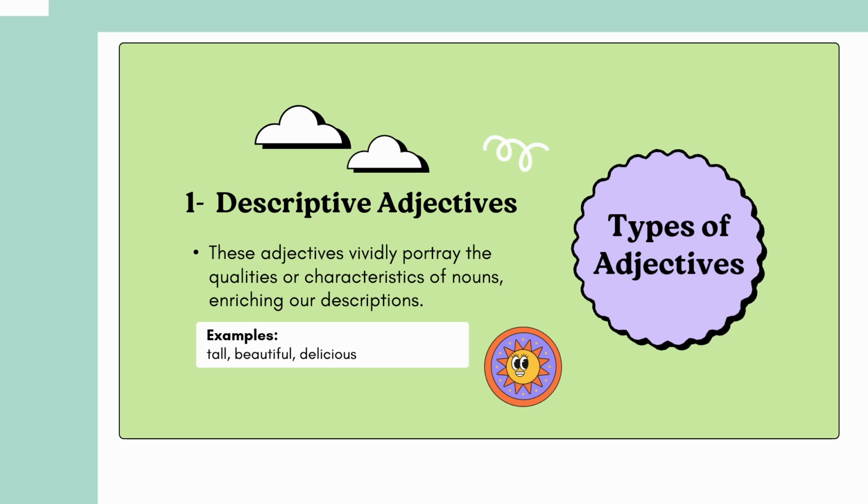Descriptive adjectives. These adjectives vividly portray the qualities or characteristics of nouns, enriching our descriptions. Tall, beautiful, delicious, sweet, etc.